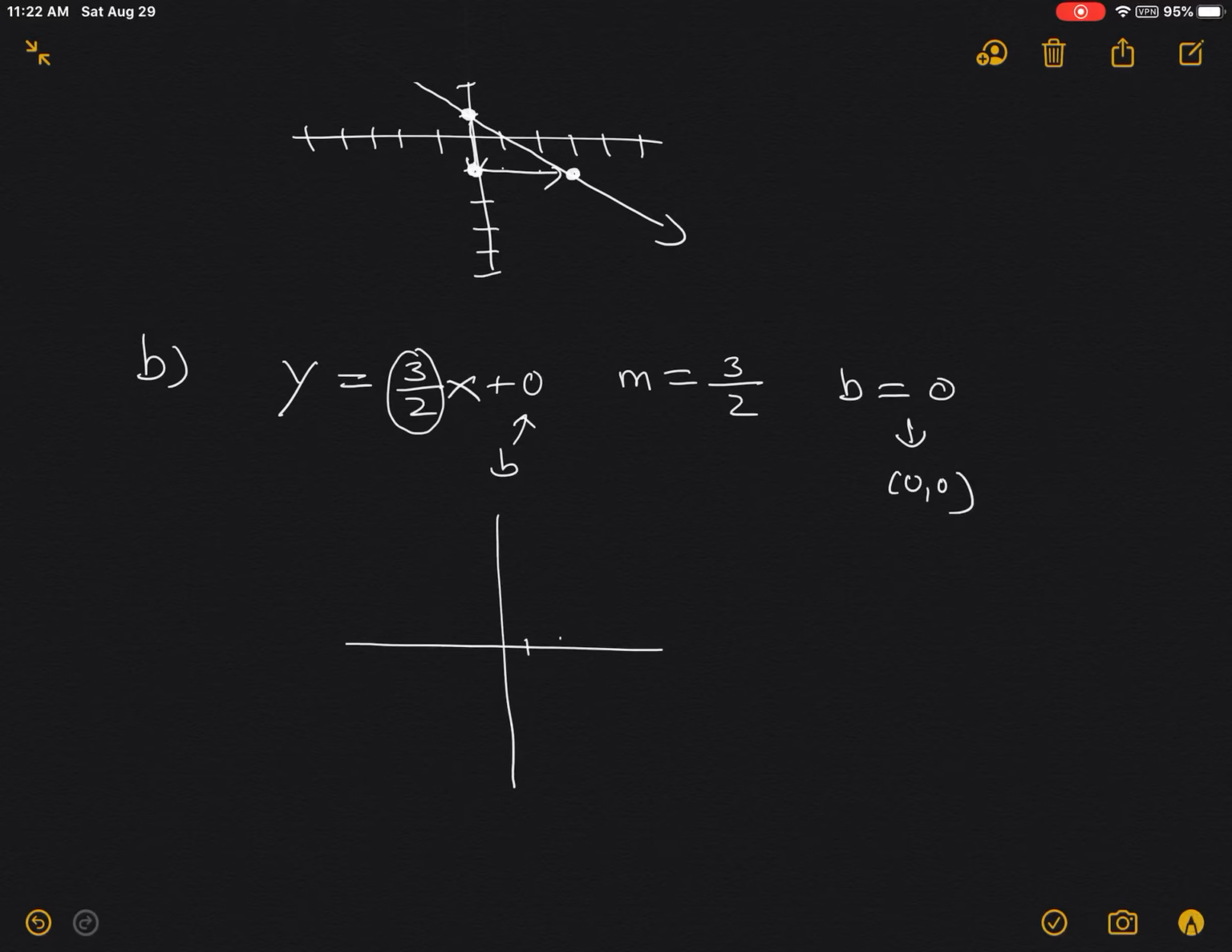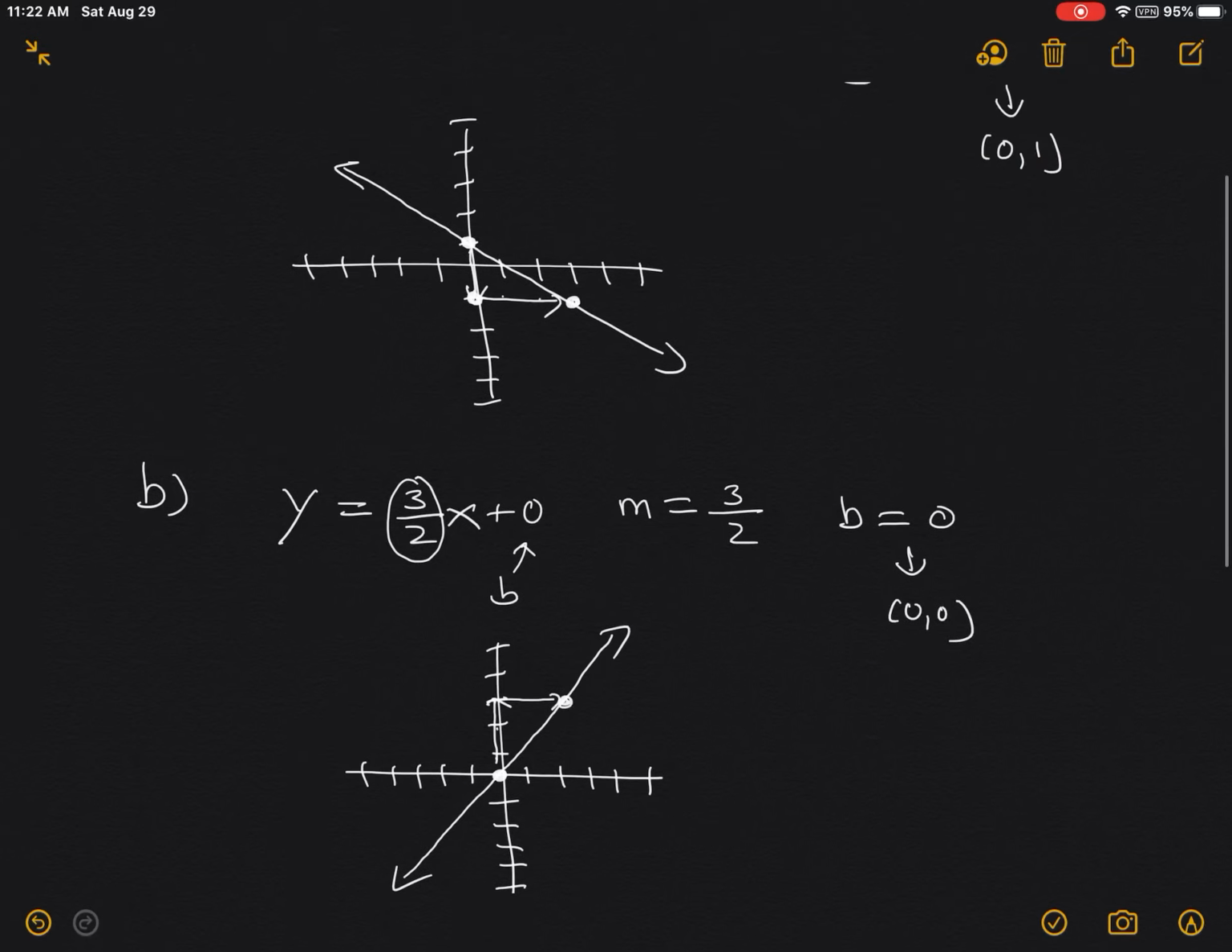So from here, 1, 2, 3, 4, 5 tick marks. And by the way, if you guys don't have graph paper, that's fine. Just do your best. So plot the point (0, 0). I'm going to go up 3, 1, 2, 3, and then over to the right 2 units. Why am I going up? Because anything that's positive, you go up. On the run, if it's positive, you go to the right. Connect it the best you can, and there is the line y equals 3/2 x.